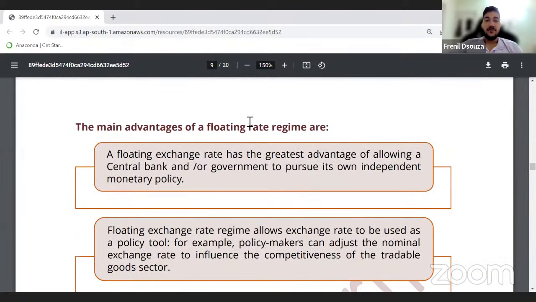Next, what are the advantages of a floating rate regime? Let us look at that. Floating rate regime, in the sense I already told you, is what will decide the demand and supply.